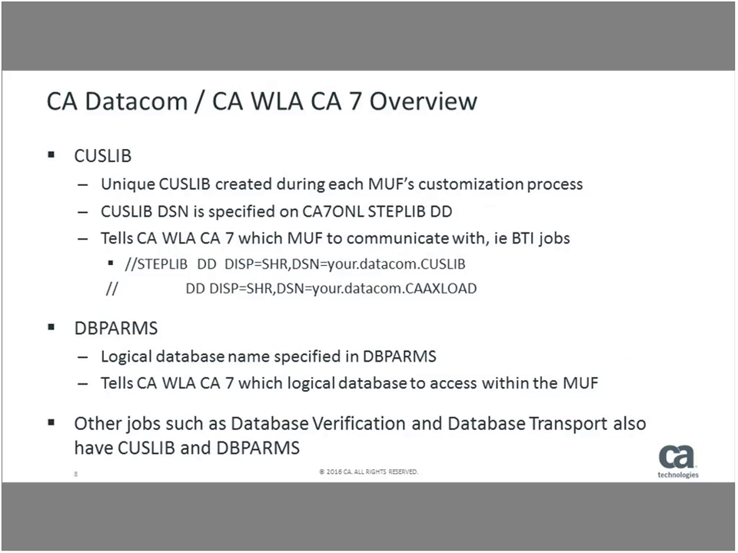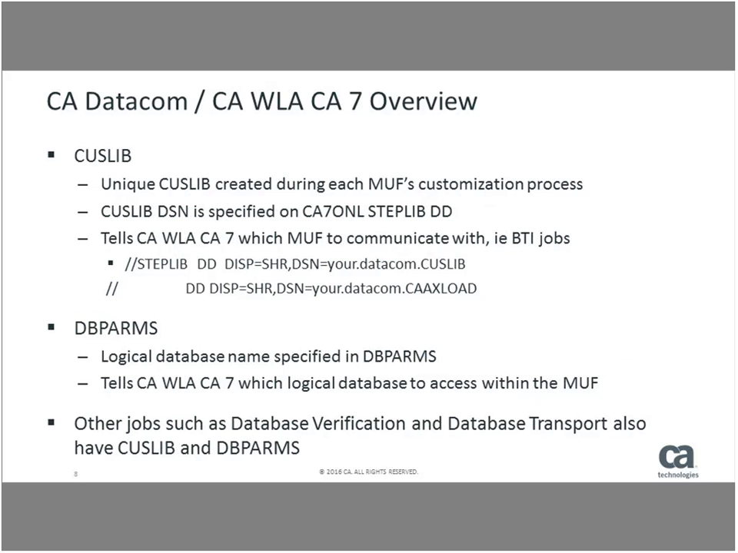Within the MUF, the cut slide. The cut slide is a unique cut slide for every MUF instance. Basically, that's how you point to that particular CA7 that you were running under. So, in essence, you'll have a step lib in your CA7 ONL. You'll have the step lib, anything that communicates, i.e. like a BTI job, and you'll see that you'll have the cut slide and including your CAX load. We'll go into a little more detail on that further on.